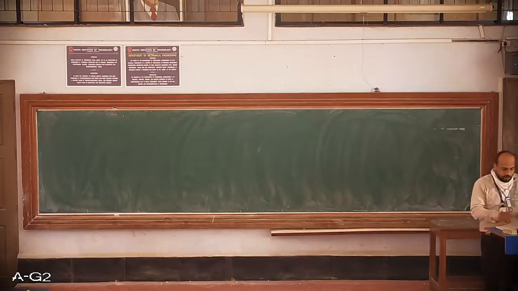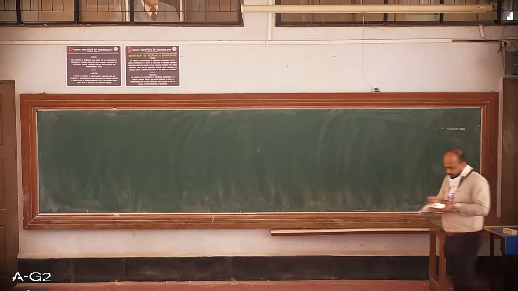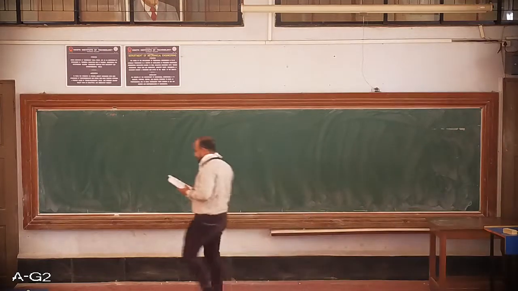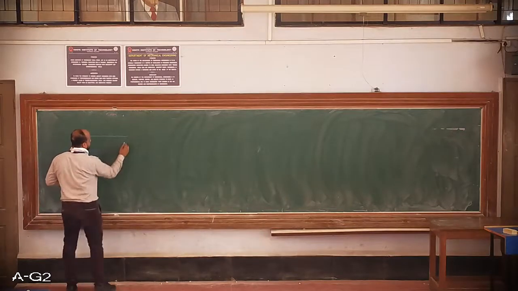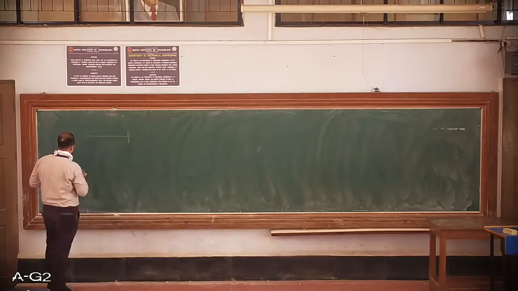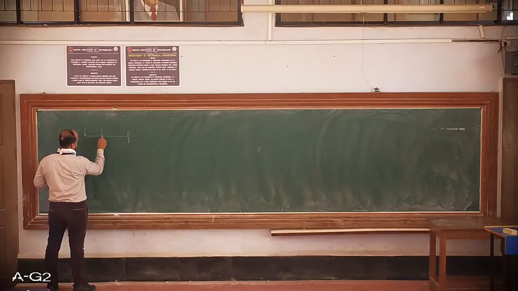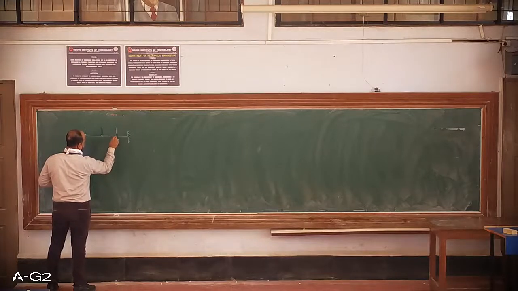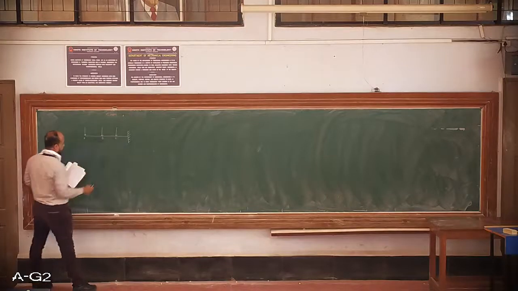So I'll just redraw whatever we have done yesterday. That problem statement I will draw again. So it was a cantilever beam, given like this. Cantilever beam subjected to point loads. This was A, this was B, this was C.